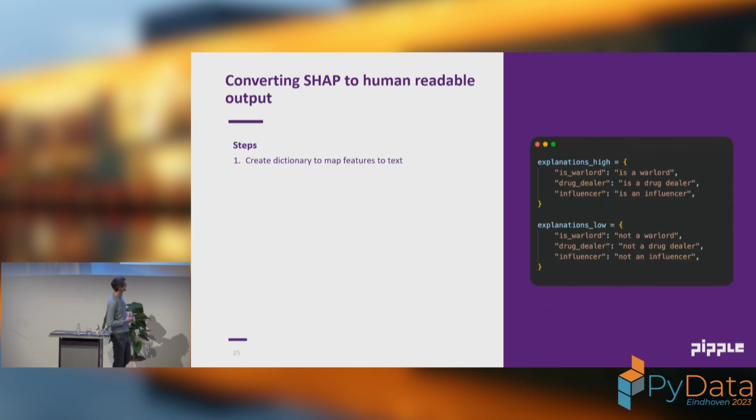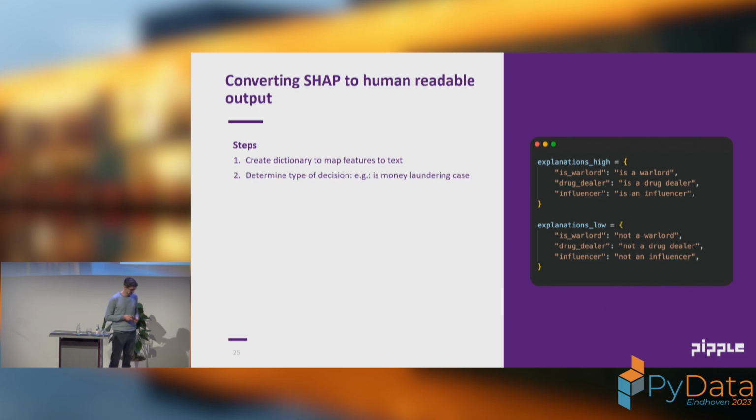And our solution was quite simple. What we did in the end is we created a dictionary, or actually two, where we had just a textual explanation of each feature that we have. And we do this for high and low values. So the high one being, if it is a money laundering case, we pick the top dictionary. If it is not a money laundering case, we pick the low dictionary.